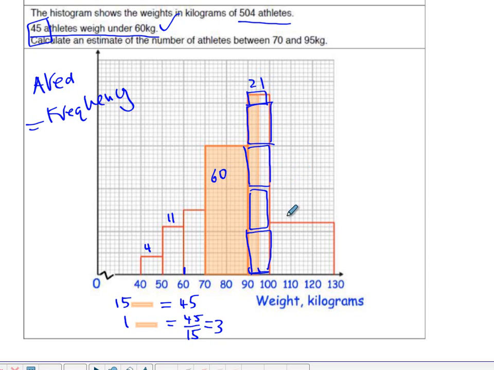So how many strips are there altogether? 60 plus 21 is equals to 81 strips. Therefore, the total number of athletes, because every strip is 3, so 81 times 3, using your calculator, will give you 243. And that is your answer. If you don't understand this, play the video one more time and see if it makes sense.